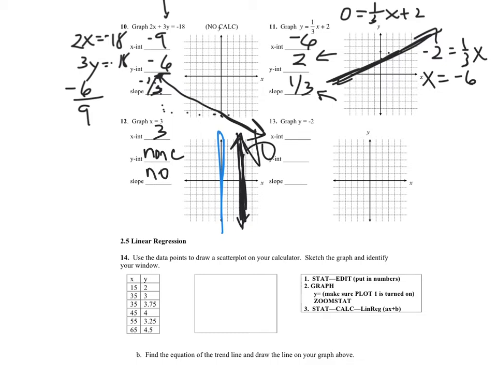Okay, graph y equals -2. That's this line that goes straight across here. Where does that line touch the x-axis? Well, it doesn't, so that would be none. Where does it go through the y-axis? It goes through right at -2, and the slope is 0.